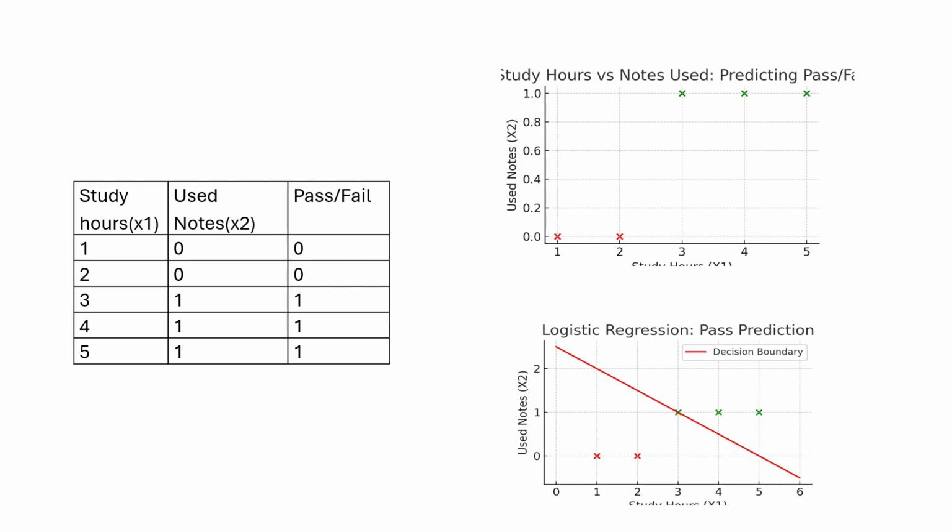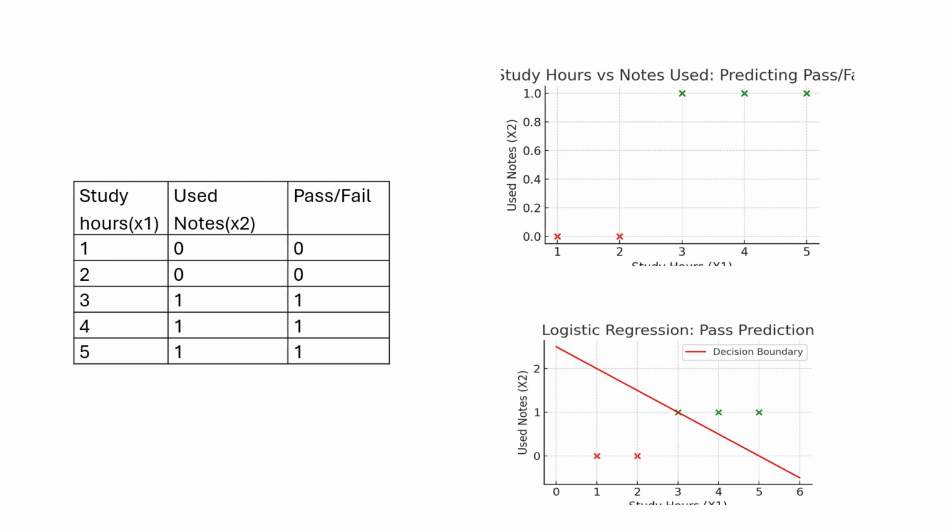So for more than 3 hours, 4, 5 hours, suppose they have used the notes, then we declare that person, who has scored an output of more than 50, as pass mark. On this criteria, we are going to create a chart. We are going to create a plot of used number of notes versus the study hours.